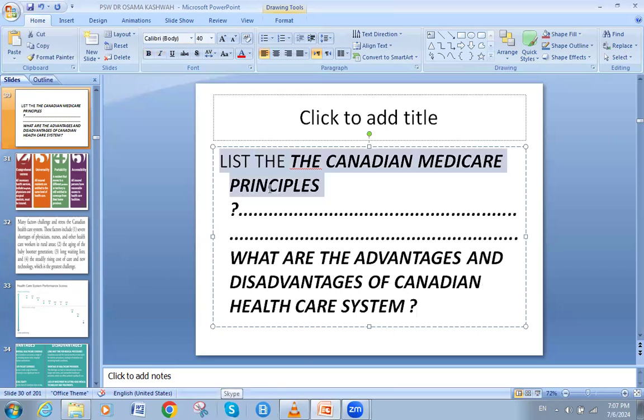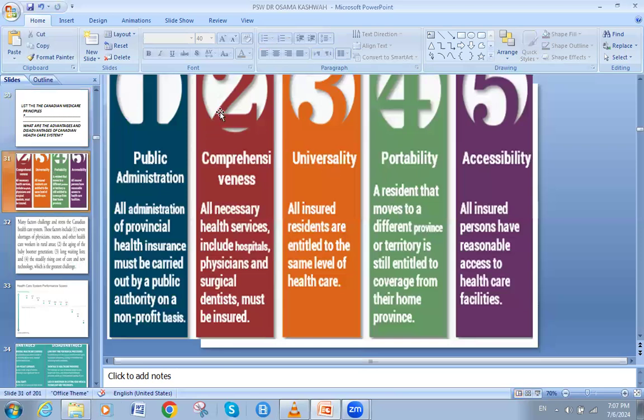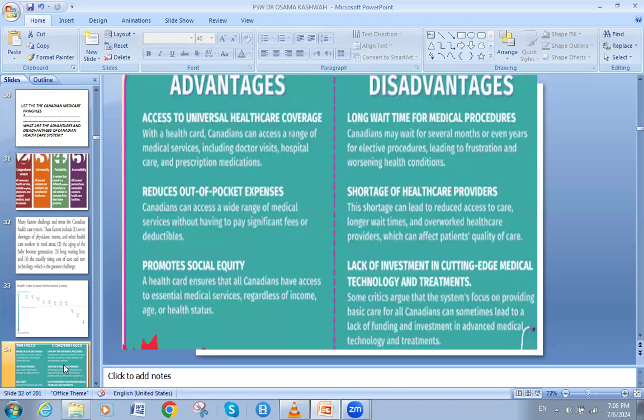The first question is the Medicare principles, the Canadian healthcare principles, which we said are here in front of you. Those are the 5 principles: public administration, comprehensiveness, universality, portability and accessibility. And the performance, we saw, has some challenges. What are the advantages and disadvantages? Here we cover it in this part. The advantages like accessibility, at no cost for everyone, where there's social equity. But the disadvantages.